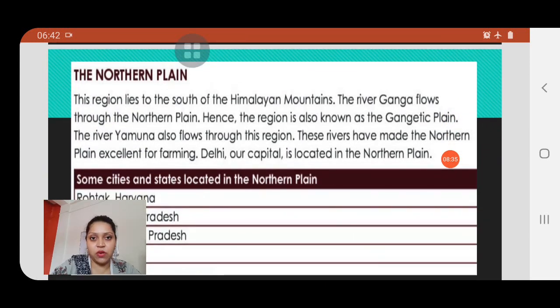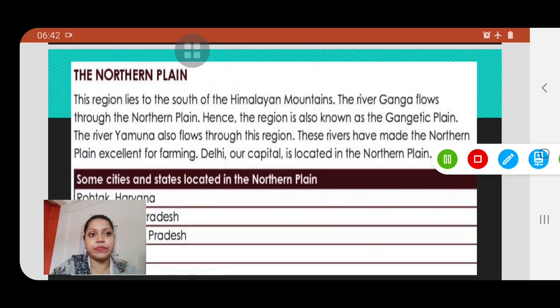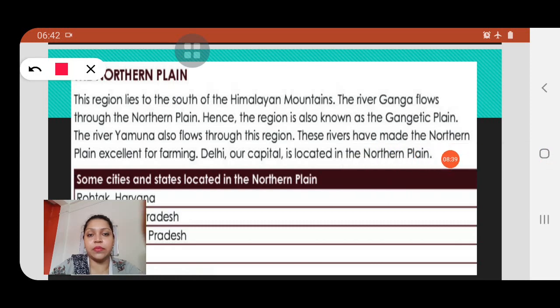Now what is a northern plain? Let's see. This region lies to the south of the Himalayan mountains. The Himalayan mountain range is there, and to the south of it, this region is there. The river Ganga flows through the northern plain. So first we have the northern mountains, and to the south of the northern mountains, this northern plain is there.